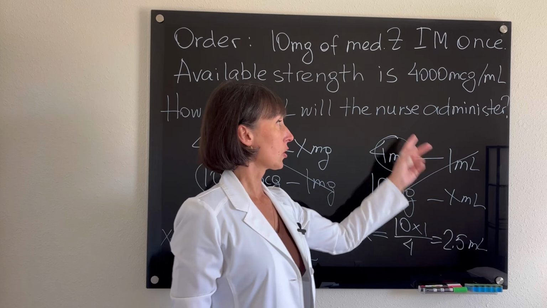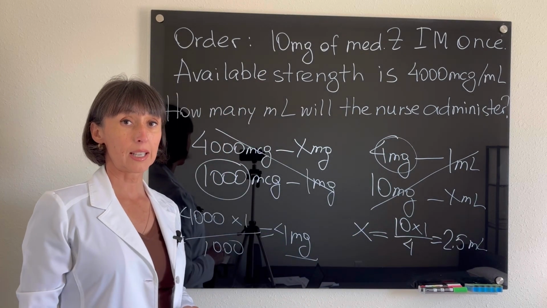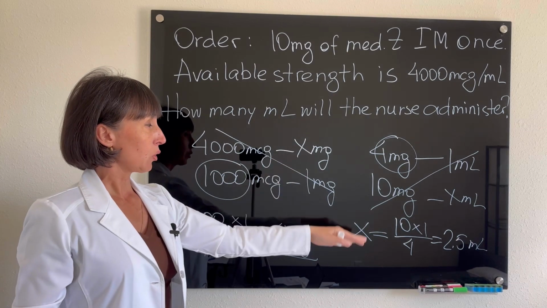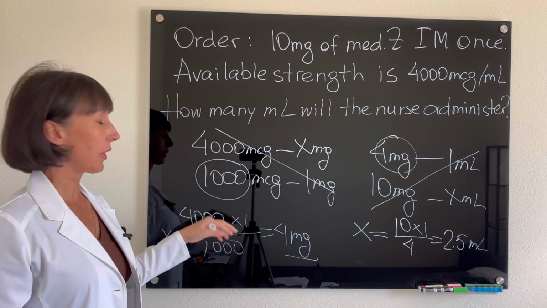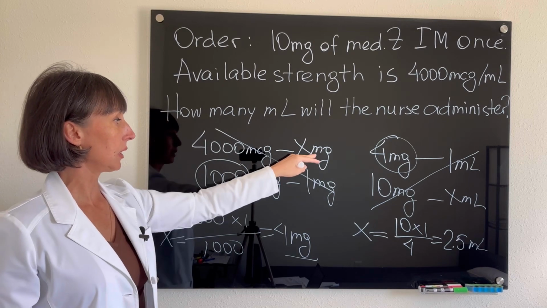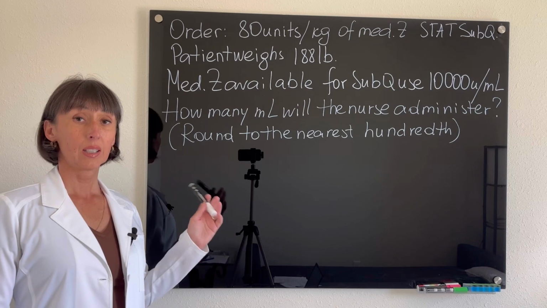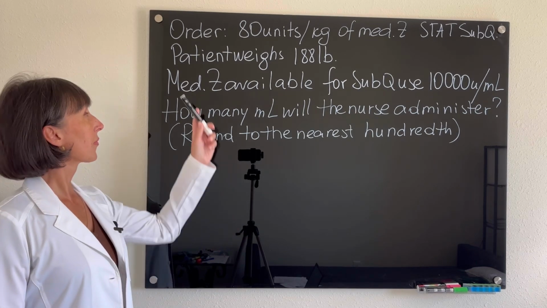2.5 milliliters. This is how much I will administer if I order to give 10 milligrams. Every time you set up your DKP method, check yourselves. Do I have my micrograms under micrograms, milligrams under milligrams, milliliters under milliliters? It's very important. Here's our next problem.